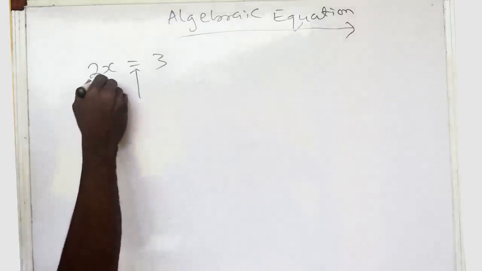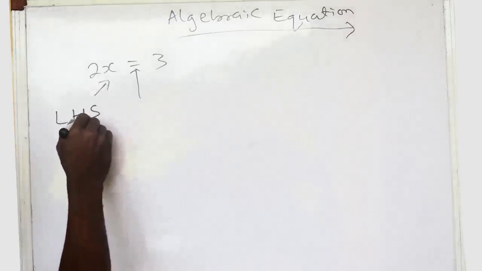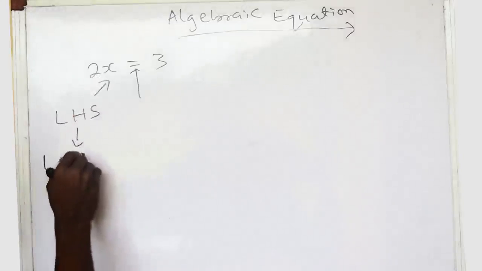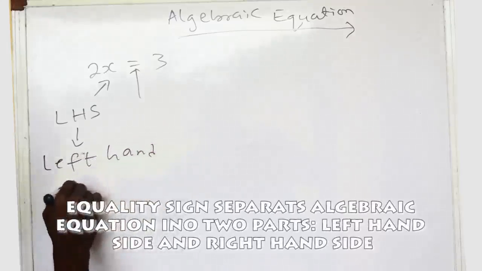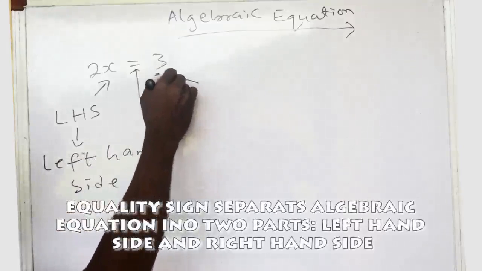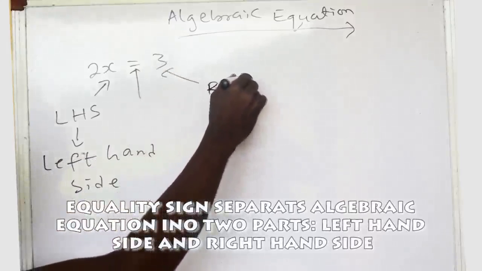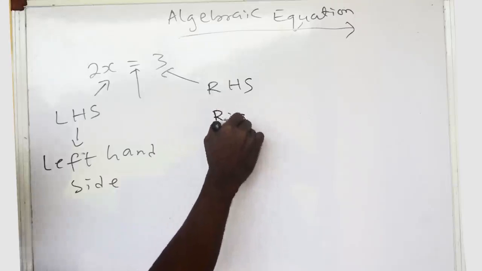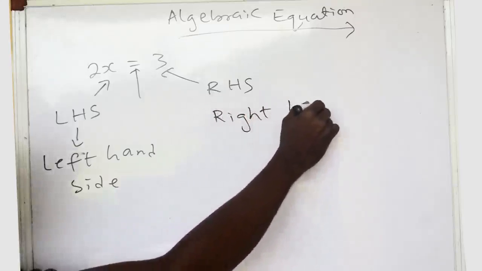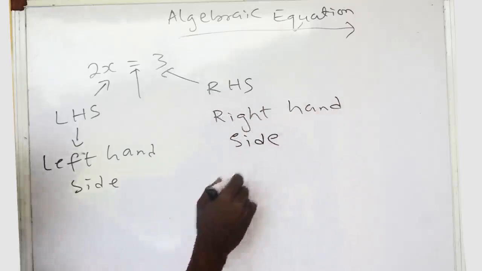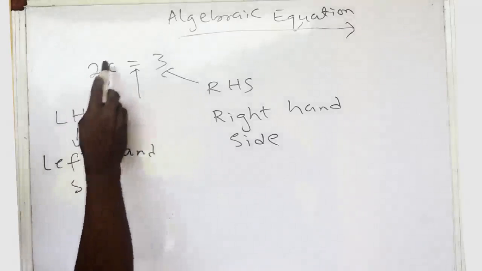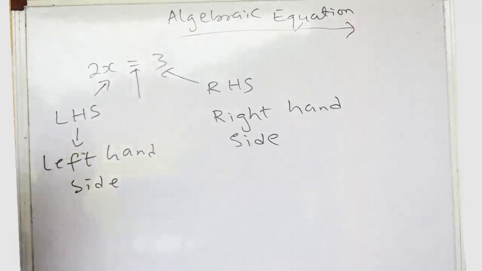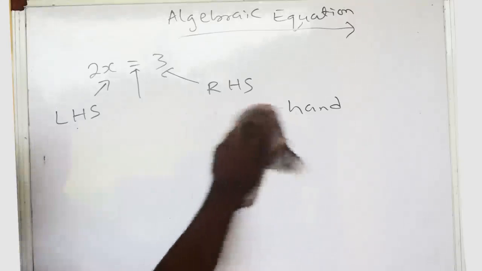This side we can call LHS. LHS means left hand side. Whereas this side is RHS, which means right hand side. This is very important to a mathematician, so you don't need to underrate this for whatever sake. So the equality sign separates the left hand side from the right hand side. Because of this, something must be noted.